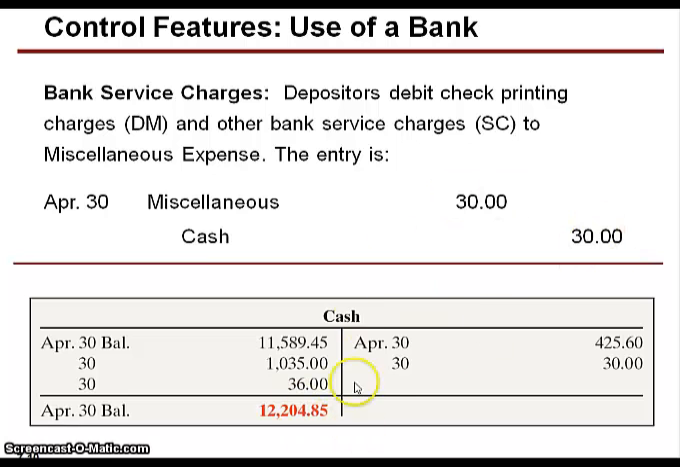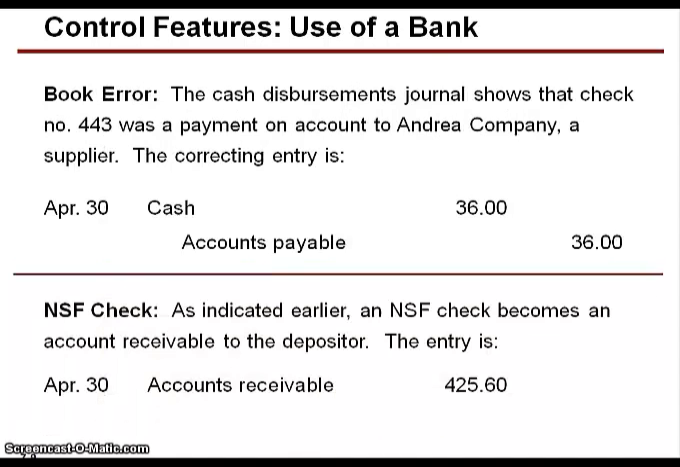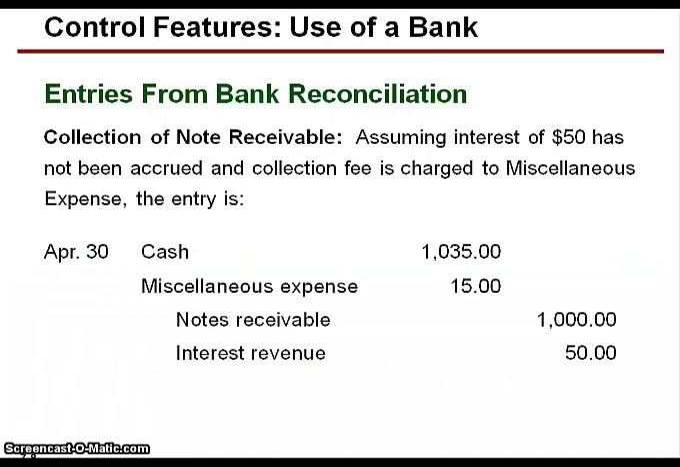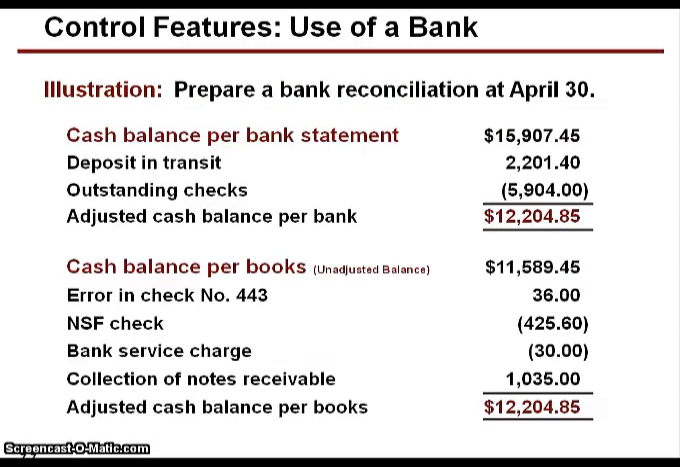Once we post all of these transactions, we had our unadjusted balance. We post these four adjustments, and now we have an adjusted trial balance, which we will then use in the financial statements to report our cash balance of $12,204.85. Now there's one more thing I want to show you, so I'm going to go back a little bit to the reconciliation process.